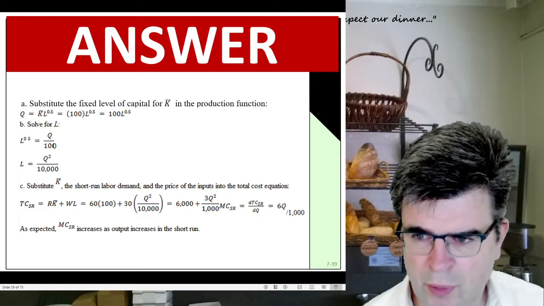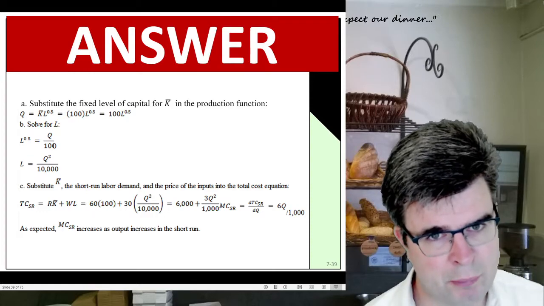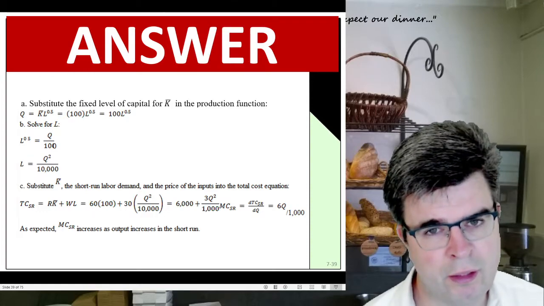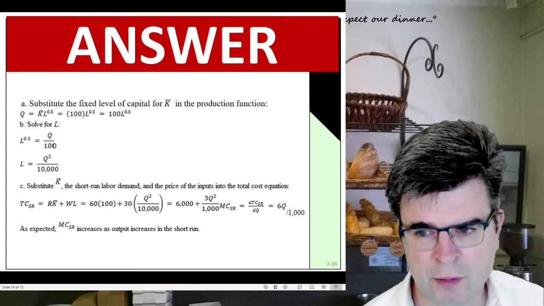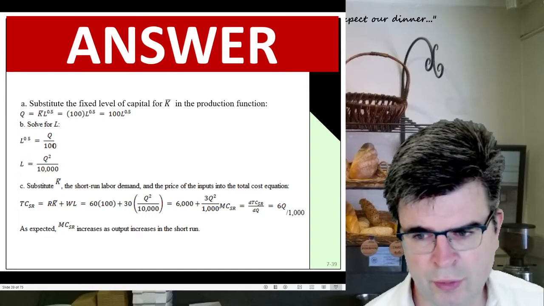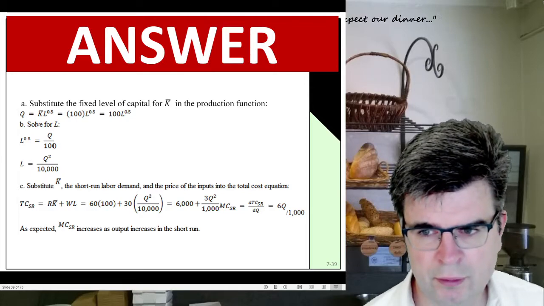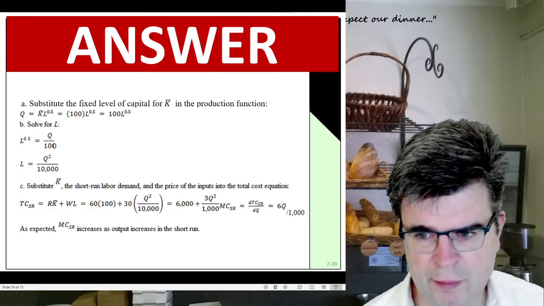So doing so, you have the square root of L is Q over 100, and then taking squares on both sides, you have that the number of units of labor is the number of units of output squared over 10,000. And that solves A and B.